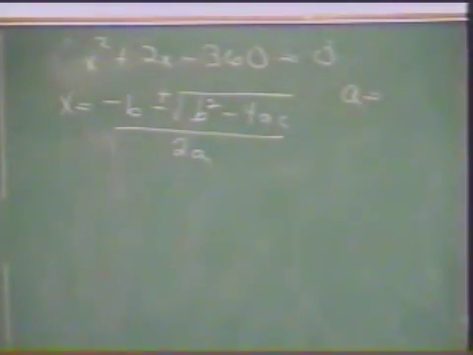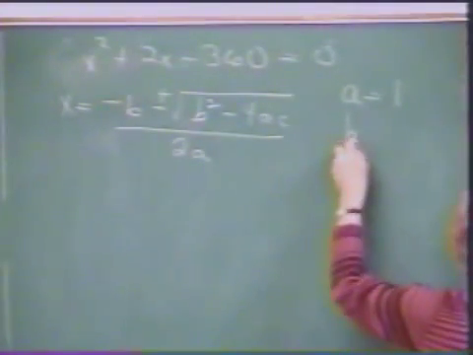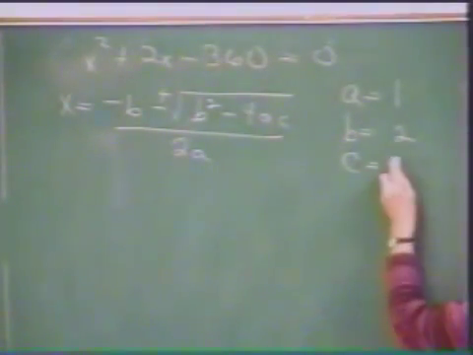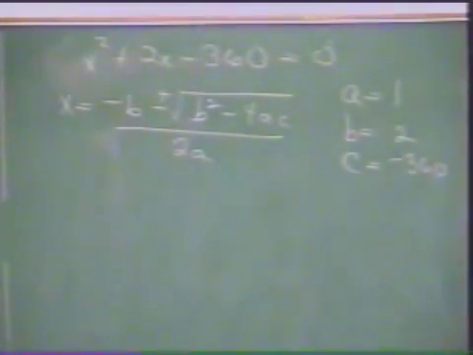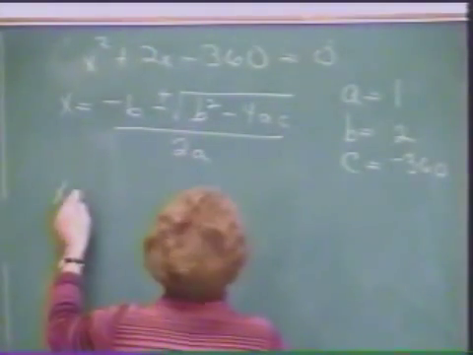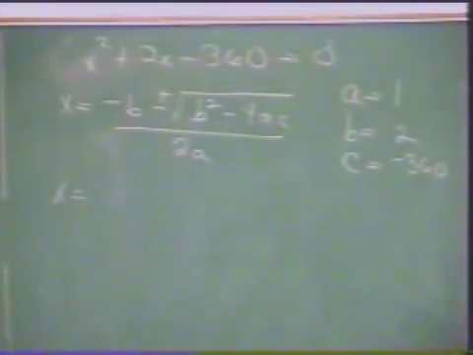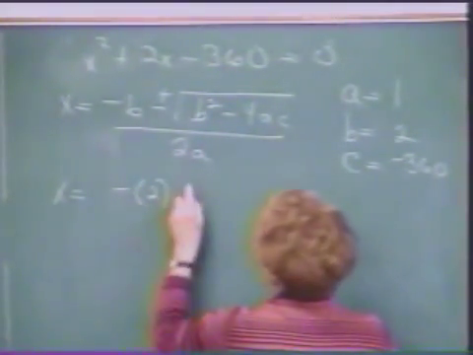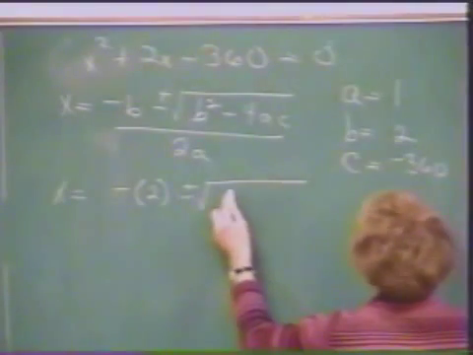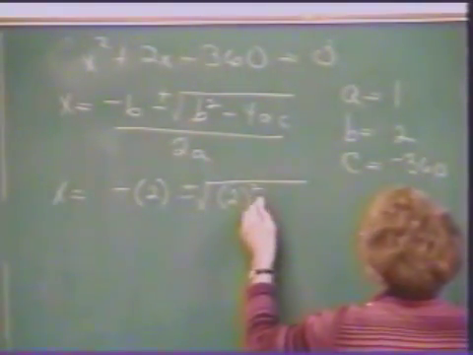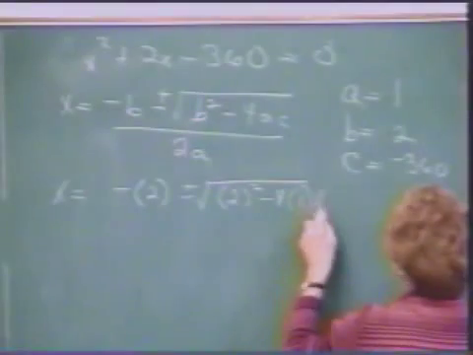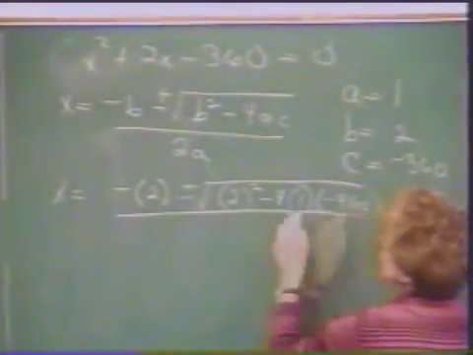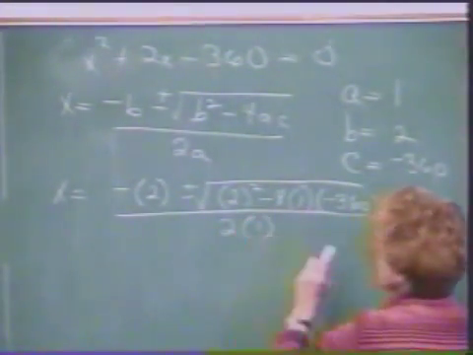So in this case, what's a going to be in the quadratic formula? 1. Our b will be 2, and our c will be negative 360. So let's plug those into the formula. It's going to be the opposite of 2 plus or minus the square root of 2 squared minus 4 times 1 times negative 360. And all that's over 2 times 1.